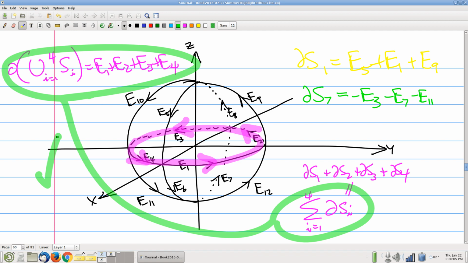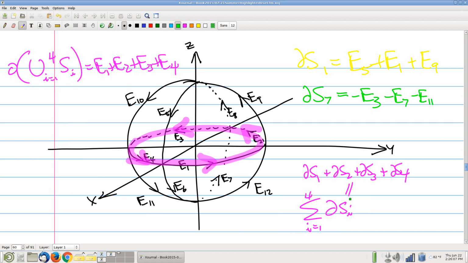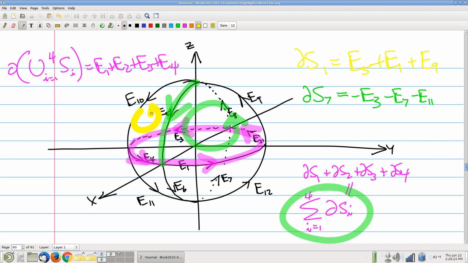Yeah. And roughly speaking, when you do this summation, what you're going to find is that this edge appears twice. That edge appears once as part of the boundary of S1 with a positive orientation, and it appears another time as part of the boundary of S4 with the opposite orientation, and then those cancel. Yeah.